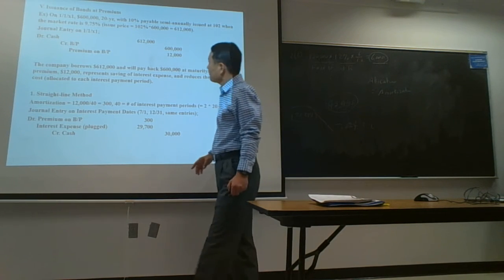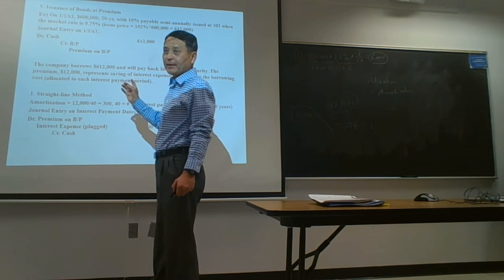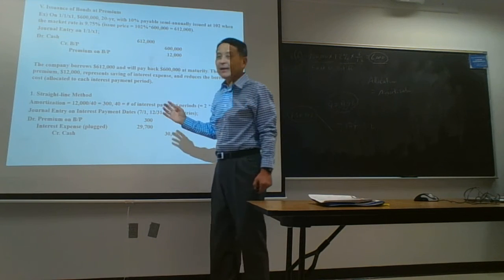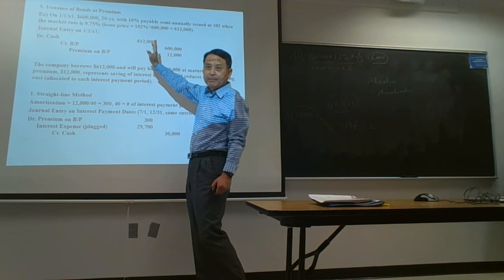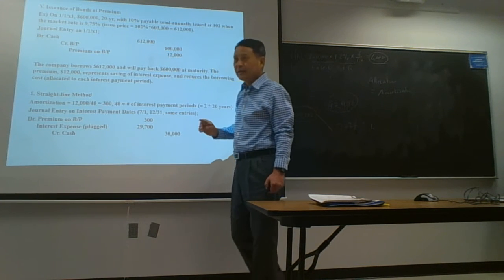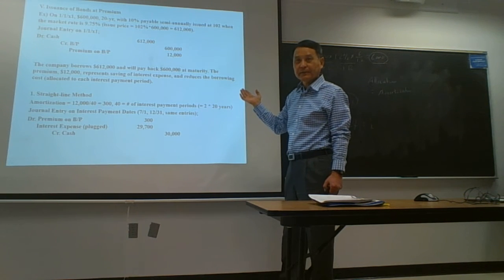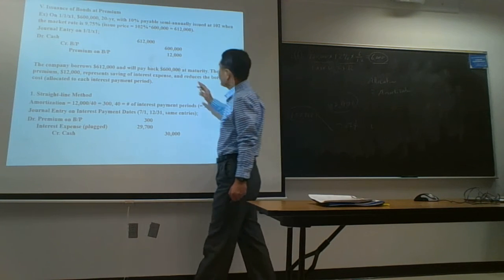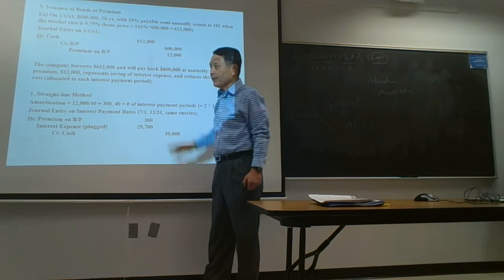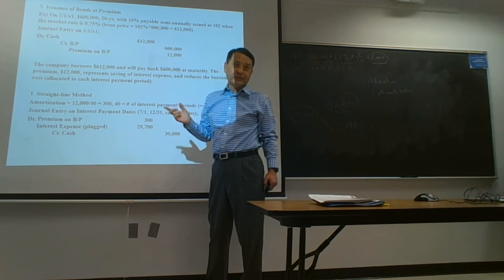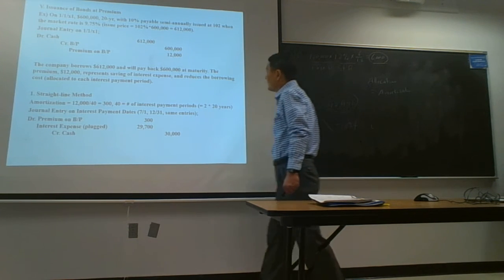And for the journal entry, the market rate is 9.75%. So the market rate is slightly lower than the stated rate, right? The stated rate is 10, the market rate is 9.75. So there's a premium of $12,000. The selling price is $612,000, so cash on debit. Bonds payable is always recorded at face value. So $600,000 face value on credit, and $12,000 premium on credit.